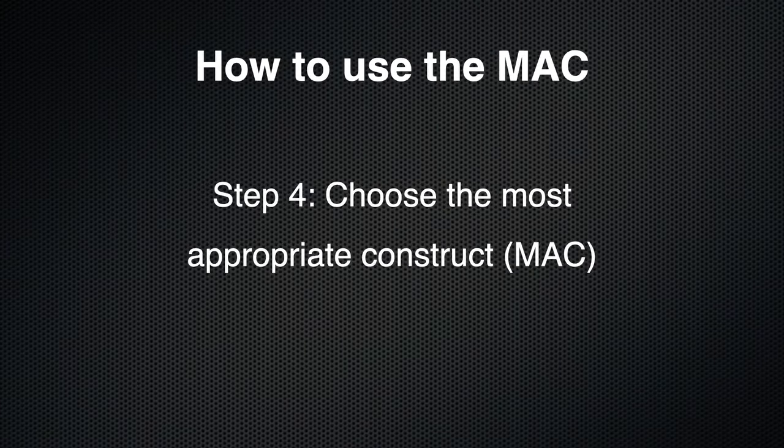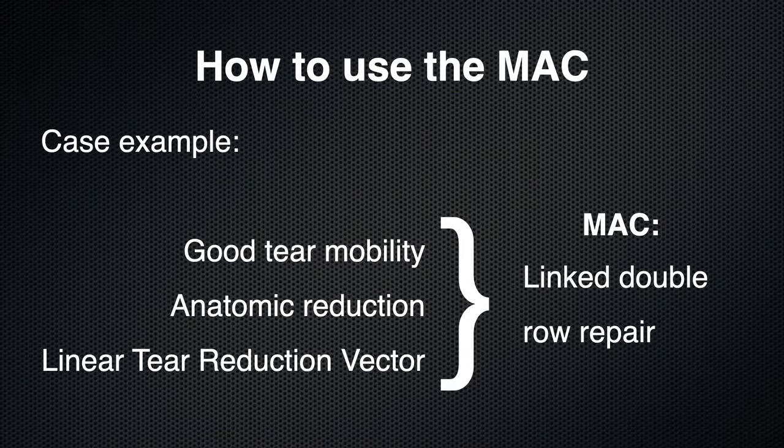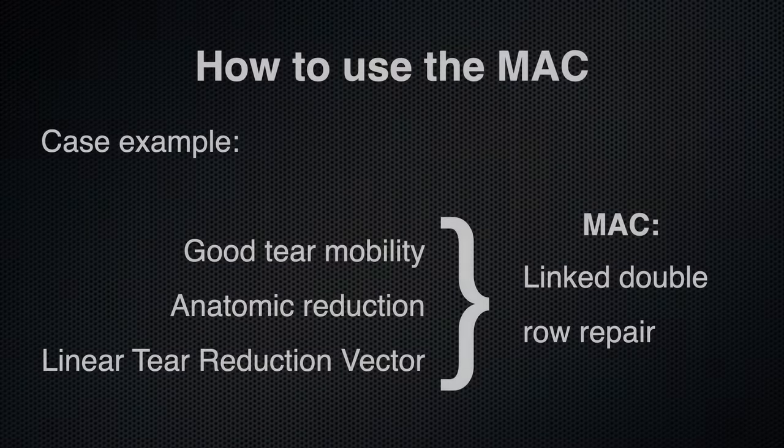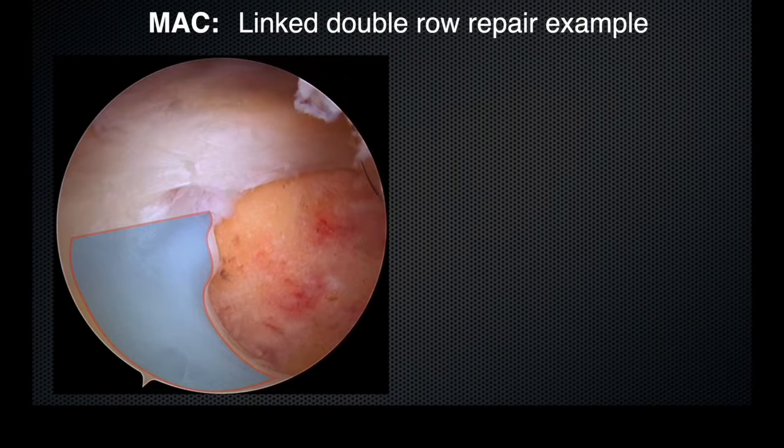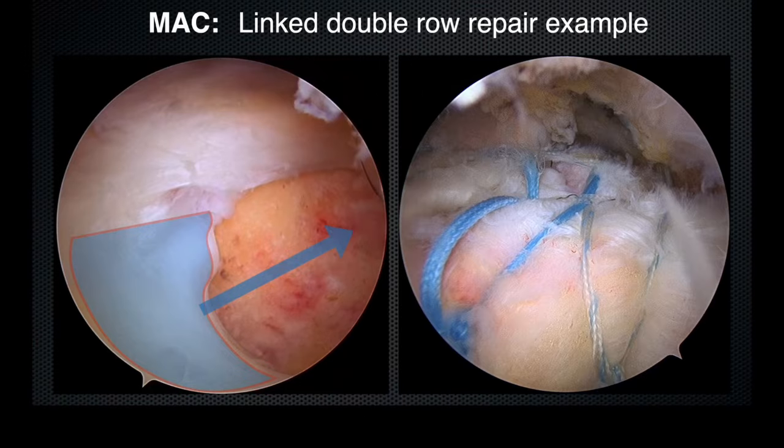Step 4 is choosing the most appropriate construct for the tear. In a tear with good mobility and where an anatomic reduction is achievable, in a linear tear reduction vector such as this one, a linked double row repair can be chosen.